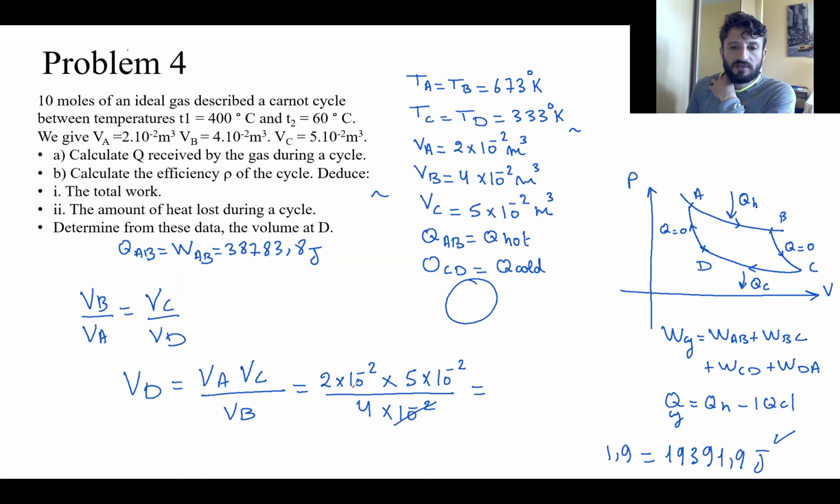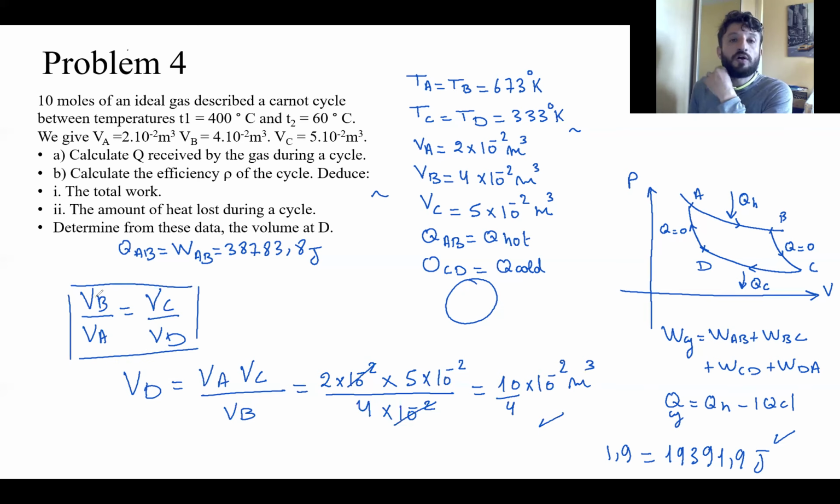We can eliminate this one and this one to get here 10 divided by 4 times 10 minus 2 m cube. Okay, be careful, you can use this one directly only in the case of a Carnot machine.